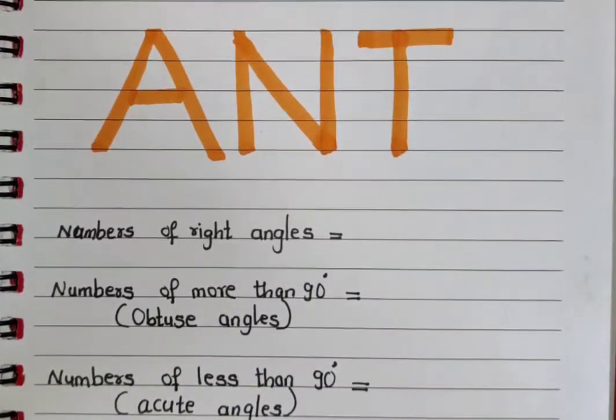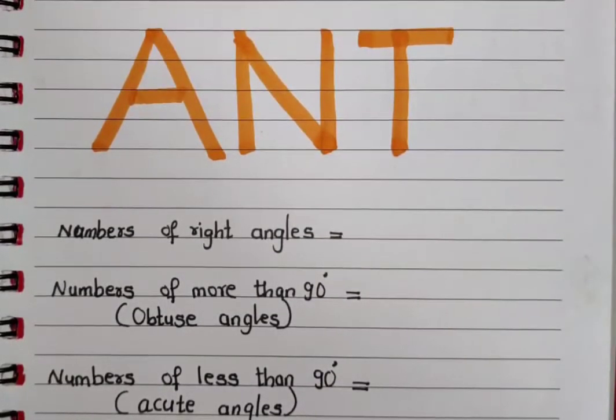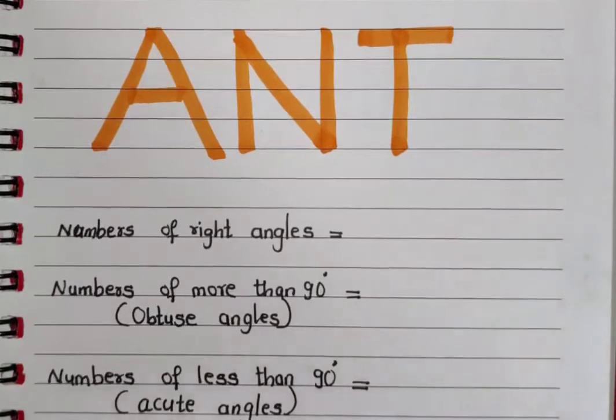Okay students, so here is one name, Ant, A-N-T. In this we have to find how many and what kind of angles are there. So let us begin.